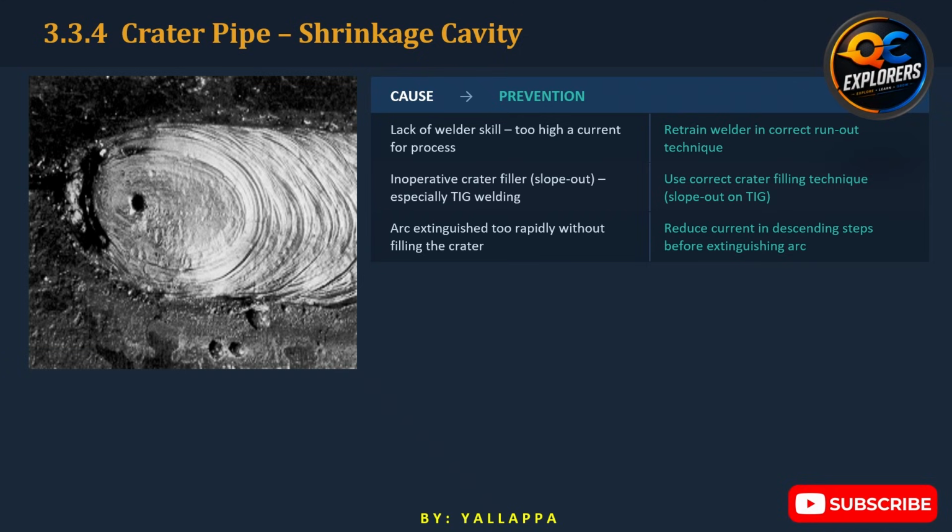When examining a weld visually or by NDT, do not concentrate only on the main weld length. Start and stop locations deserve attention as well. The key examination memory point is: crater pipe equals shrinkage cavity at the end of a weld run.